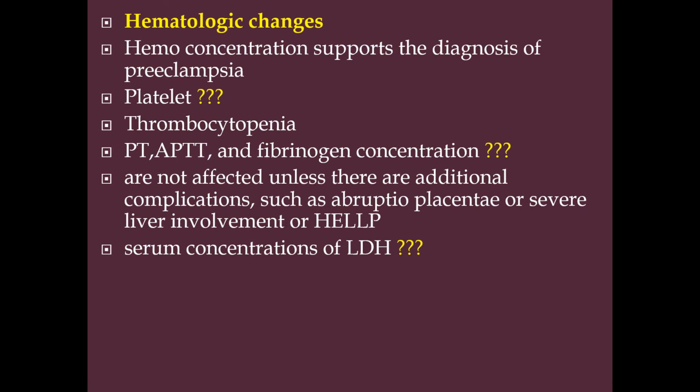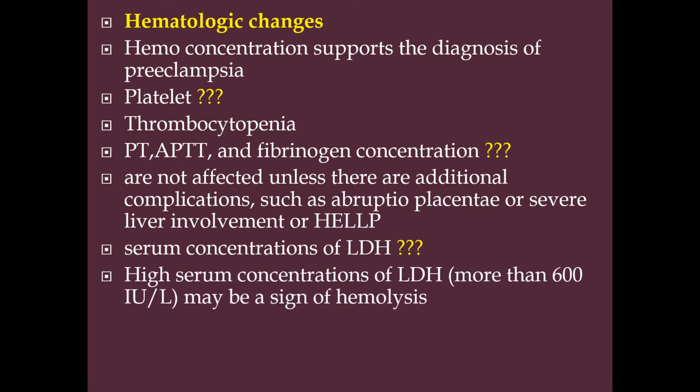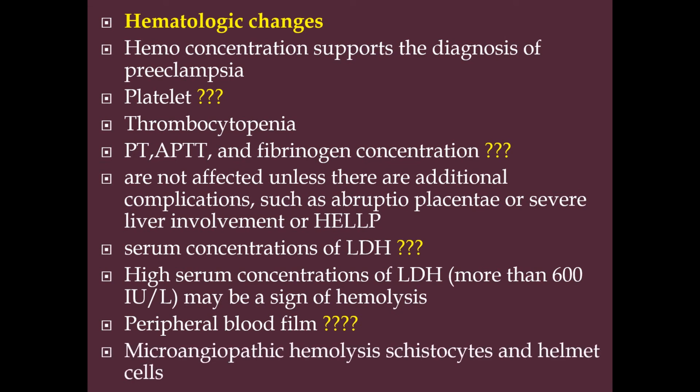Serum concentration of LDH. A high serum concentration of LDH, more than 600 international units per liter, may be a sign of hemolysis and HELLP syndrome. So what about the peripheral blood smear? If there is hemolysis, then microangiopathic hemolytic schizocytes and helmet cells will be seen.